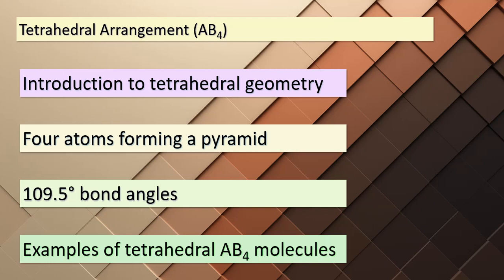Whenever atom A is bonded to 4 atoms B, this tetrahedral geometry often emerges. It's a key arrangement with implications in various molecular contexts.